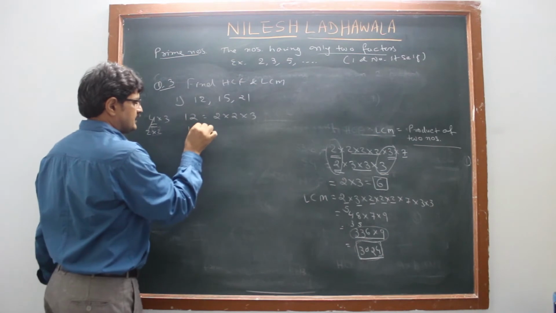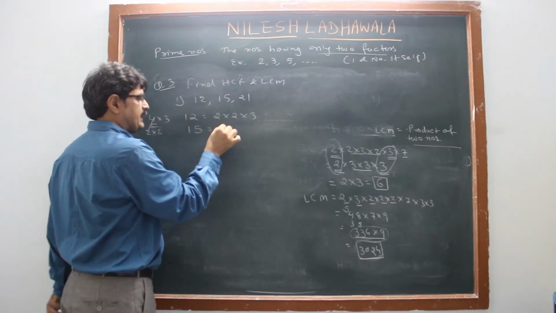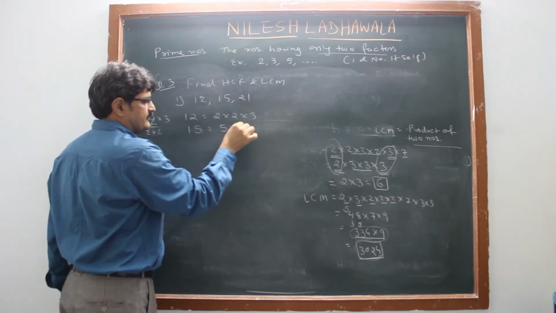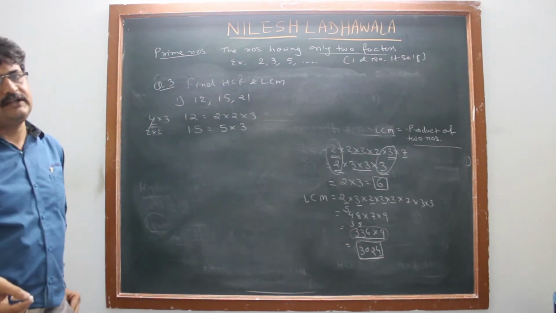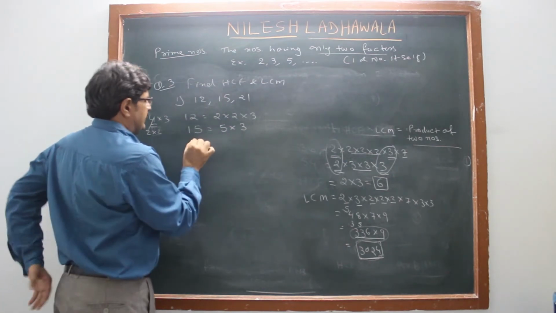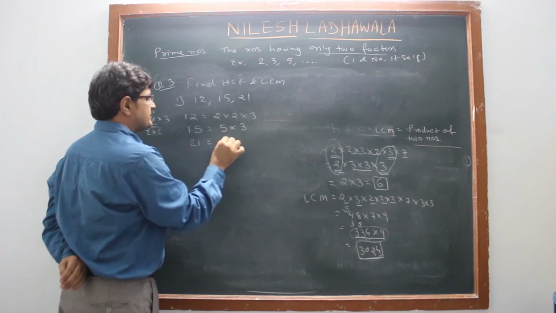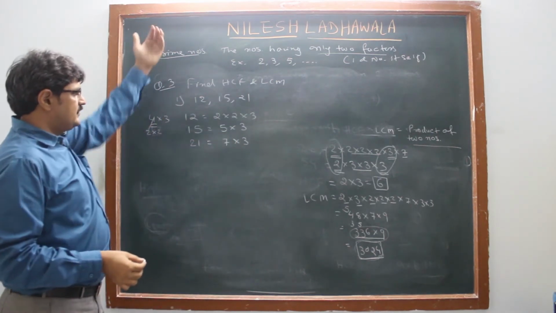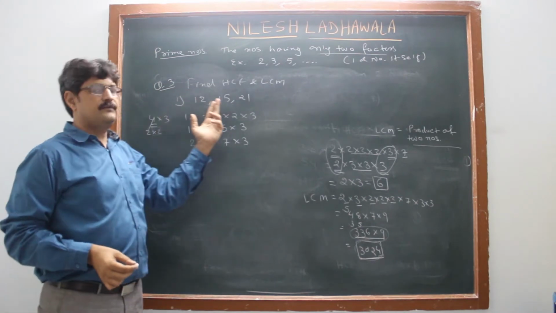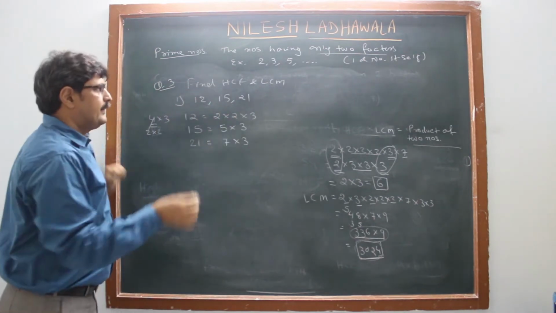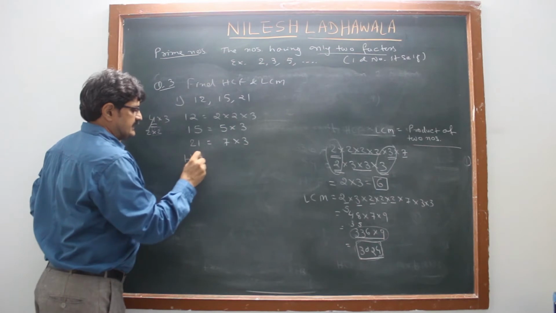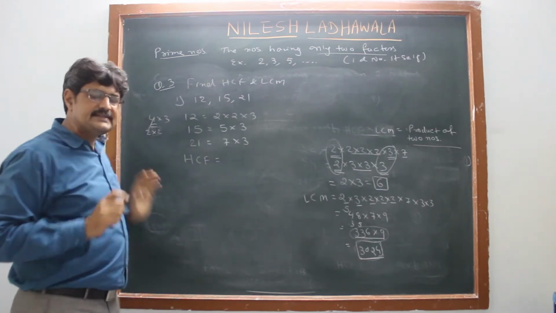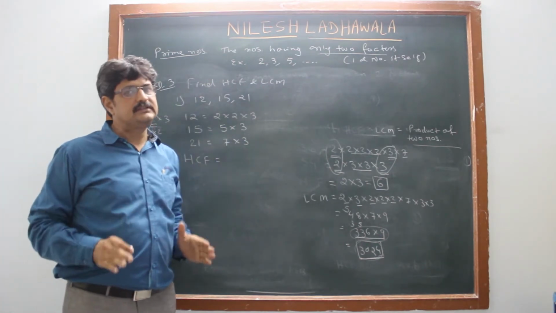Now the prime factors of 15. 5 3s are 15, so the prime factors of 15 will be 5 and 3. Now the prime factors of 21 will be 7 into 3. So in this way, first of all, we have to find the prime factors of the given numbers. Now I will find the HCF, that is the highest common factor.